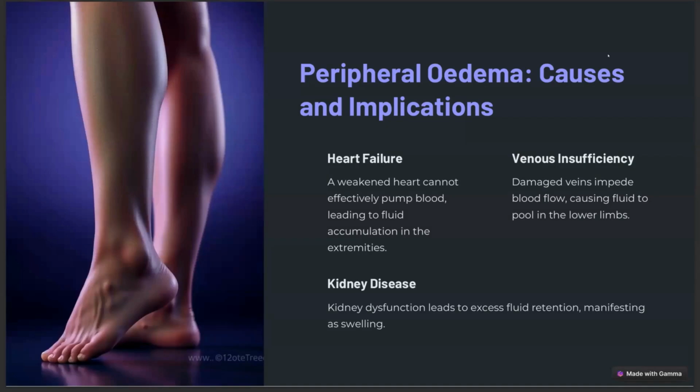Peripheral edema can be caused by a lot of different conditions. Heart failure can be one reason for it. There is venous insufficiency, kidney diseases, or it can be due to the effects of some pharmaceuticals or drugs that the person is currently consuming. It is also very prevalent in pregnant women.